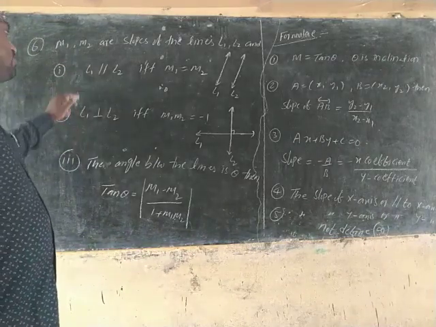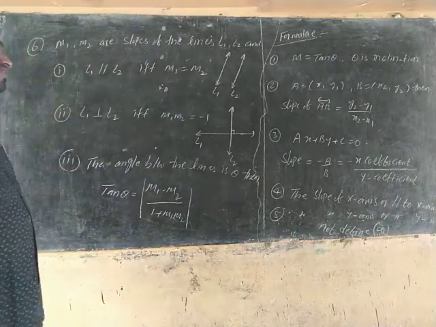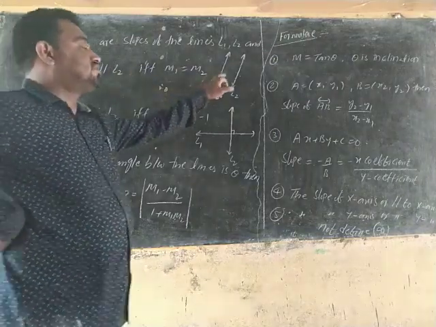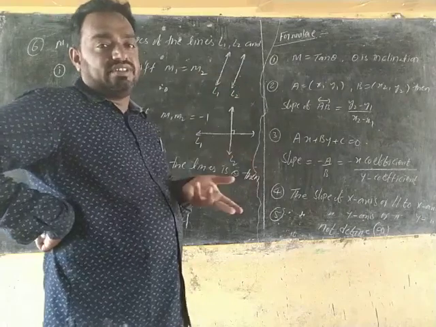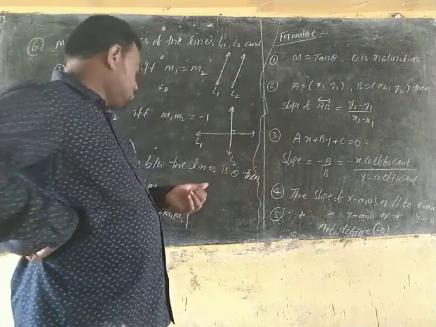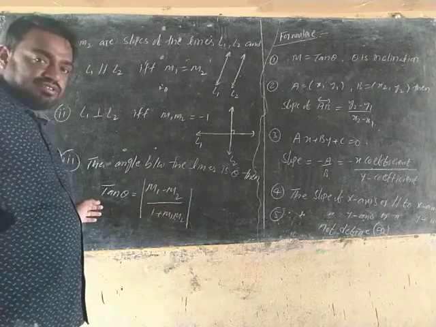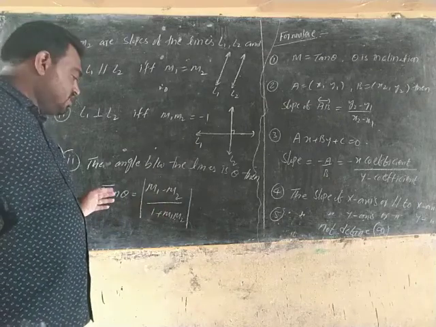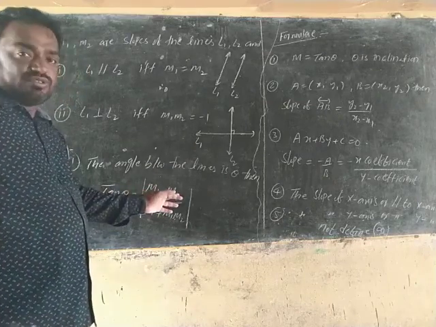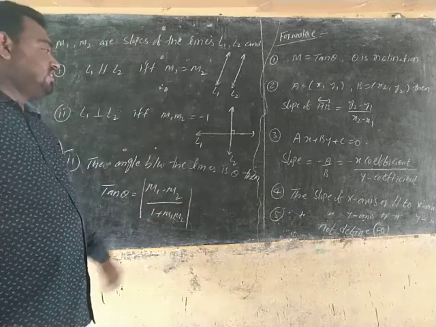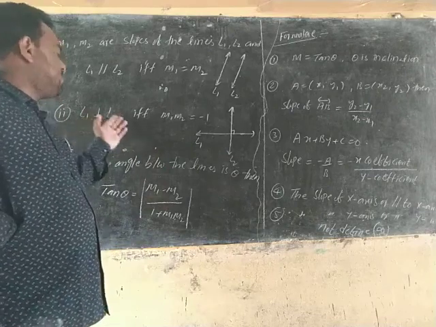Actually, these two conditions we are writing from this third formula. You see now, if these two lines are parallel, then the angle between them is 0 only. So tan 0 value is 0. This is taken to the left side. 0 into something is 0. 0 is equal to m1 minus m2. m1 is equal to what? m2.